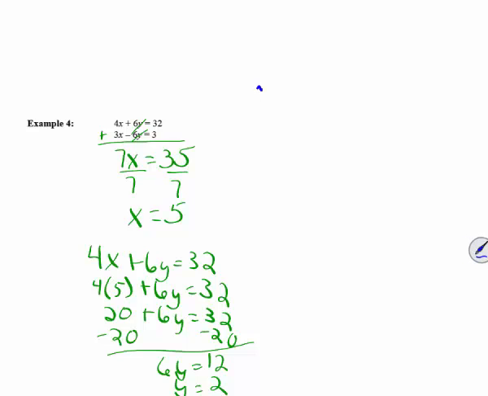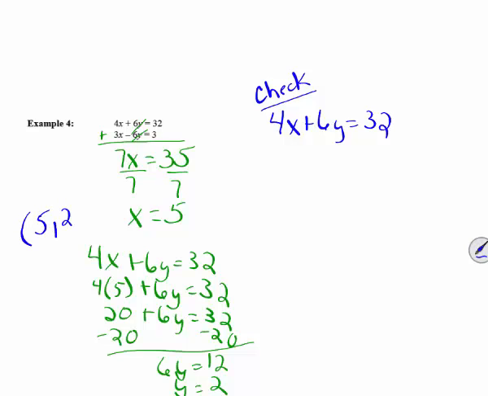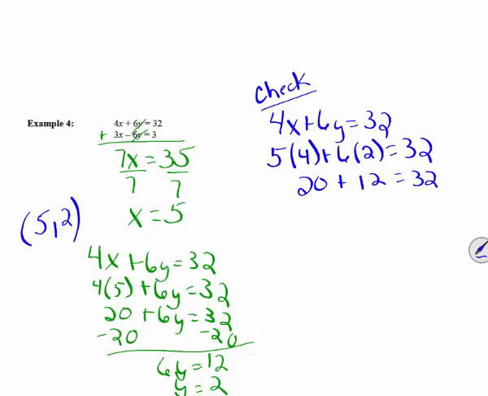You should always perform a check. All right, to save time in the video, I'm not going to check every single problem, but I will do the first one. And when we do a check, remember we have to check it in both equations. This, by the way, I forgot to write it as a solution, would be the point (5, 2). So we're going to have 4 times 5 plus 6 times 2 equals 32. 20 plus 12, 32 does indeed equal 32.